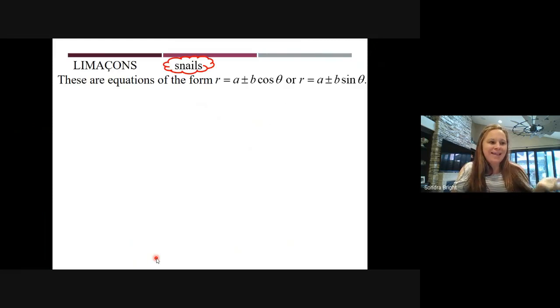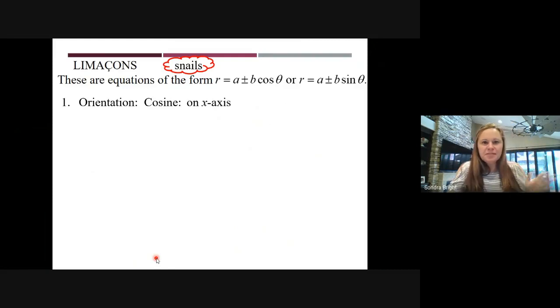Limaçons, they're like snails is the nickname for them. I think that's what it means in French, maybe. I have none of you French people to confirm. I believe that's what I've been told. I took French in 8th grade, 1 year of it, so I don't remember everything.